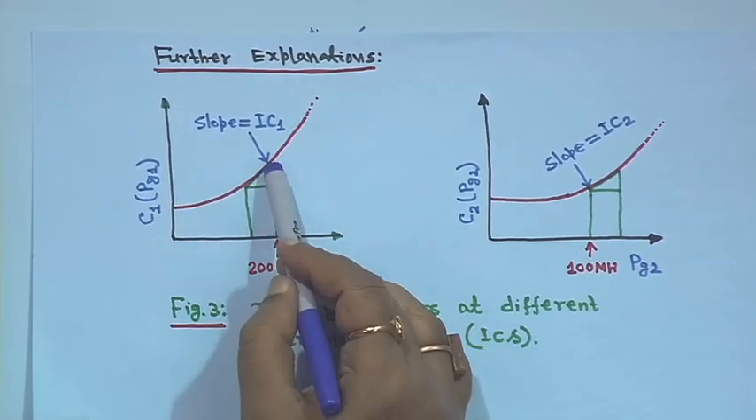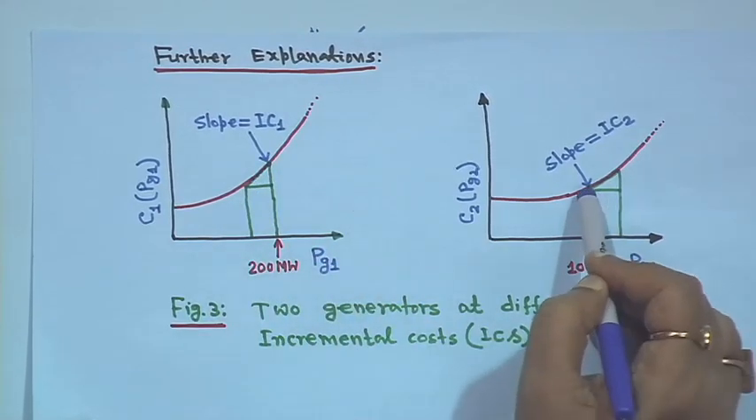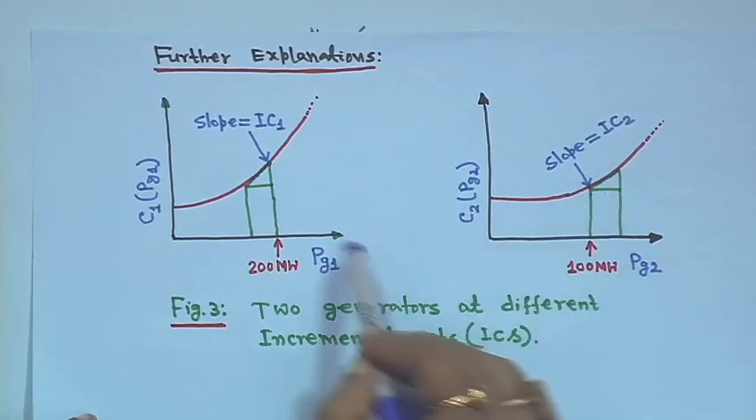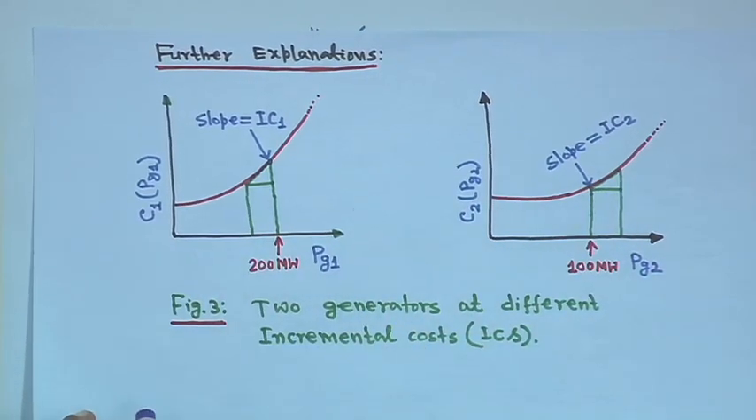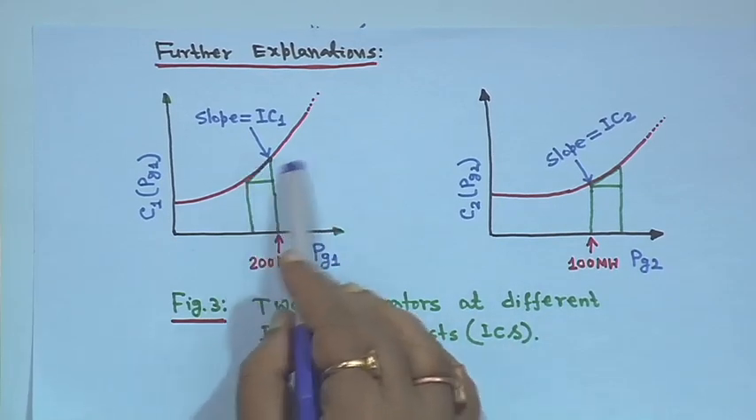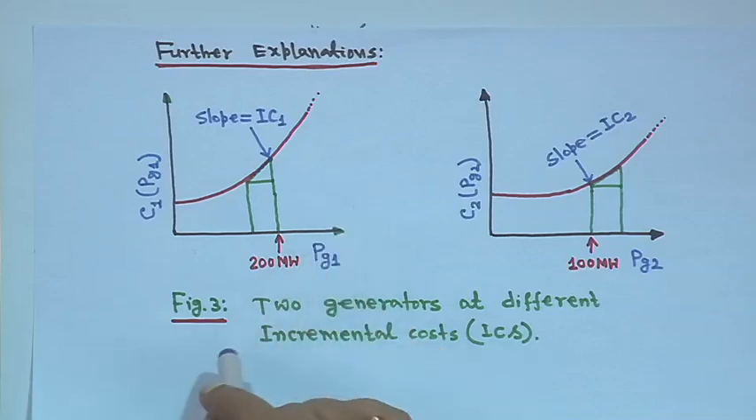So, for that the slope will be different. If it moves from this point to this point, or from this to this point, you will find from that graph also that the slopes are different, right. So, two generators have different incremental costs, ICs, right, but they have to operate at equal ICs, right.